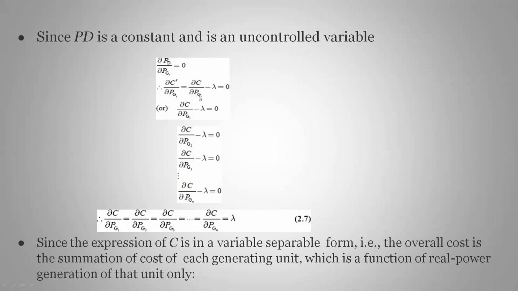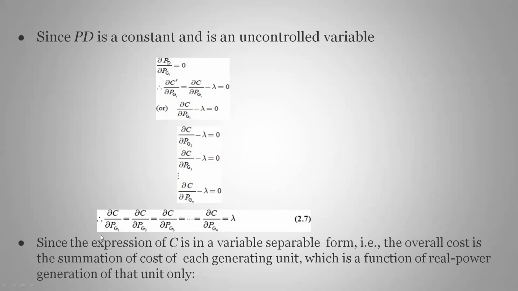For the ith term, we take 1, 2, 3, and so on up to n. So dou C by dou PG1 equals dou C by dou PG2 equals dou C by dou PG3, and so on up to dou C by dou PGn, equal to lambda.